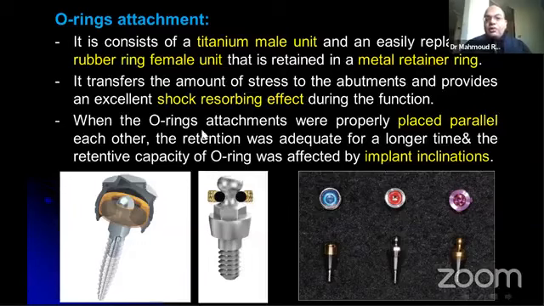When the O-ring attachments were properly placed parallel to each other, the retention was adequate for a longer time. The retentive capacity of the O-ring was affected by implant inclination also. This type of attachment can withstand different angulation of the implant up to 15 degrees for each implant, but it is preferred to be parallel to each other to decrease the wear of this O-ring or the female cap if it is used with the ball attachment.